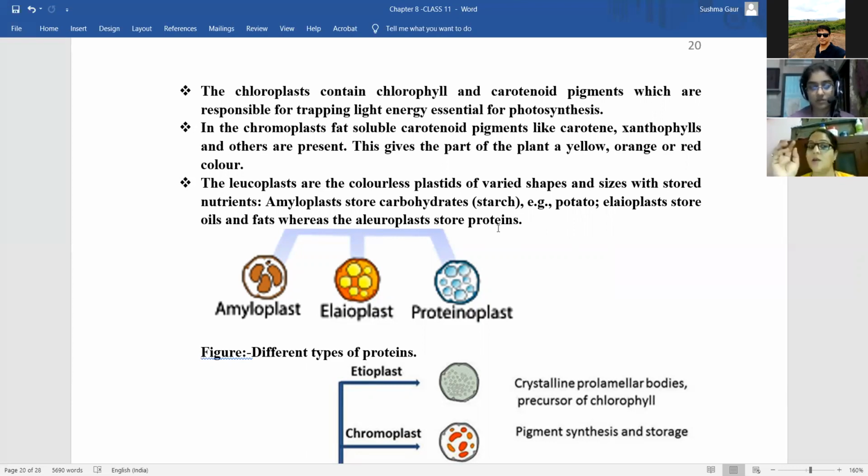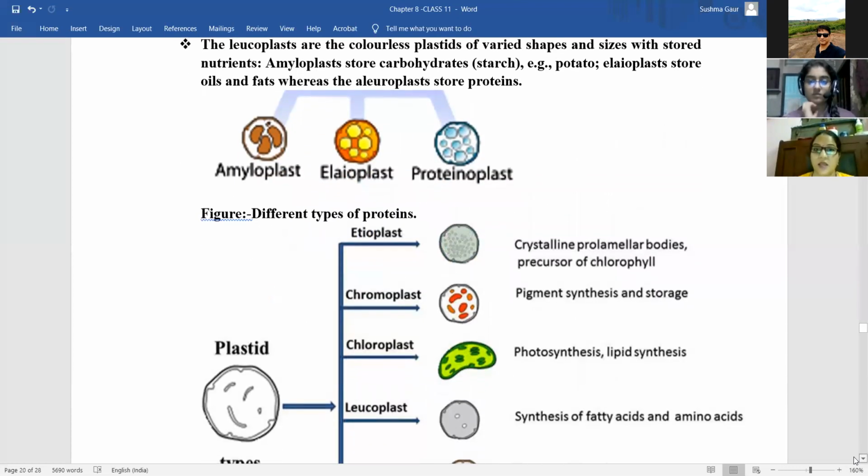This is an important thing. I think a question will come: What is plastid? What are its types? Or a short question can come, like, explain the different types of leucoplast with example. So for amyloplast I have got the example, but for aleuroplast and elioplast I have not added the example.